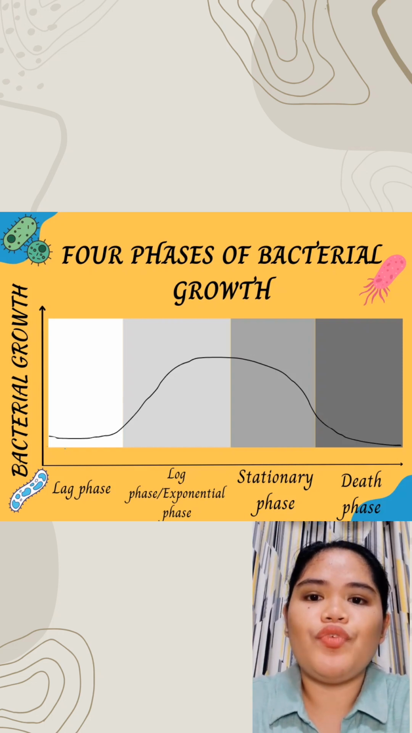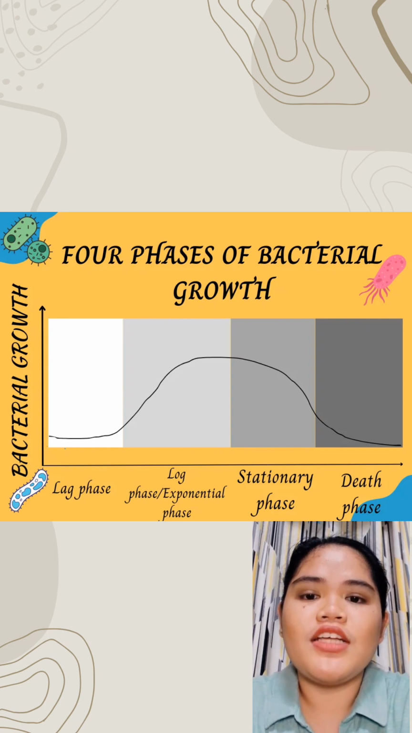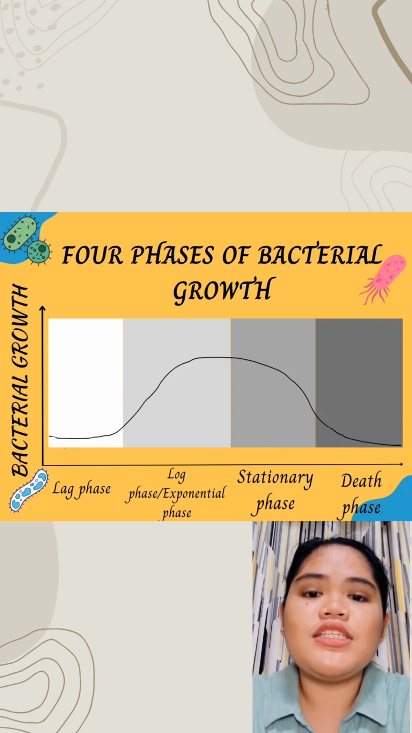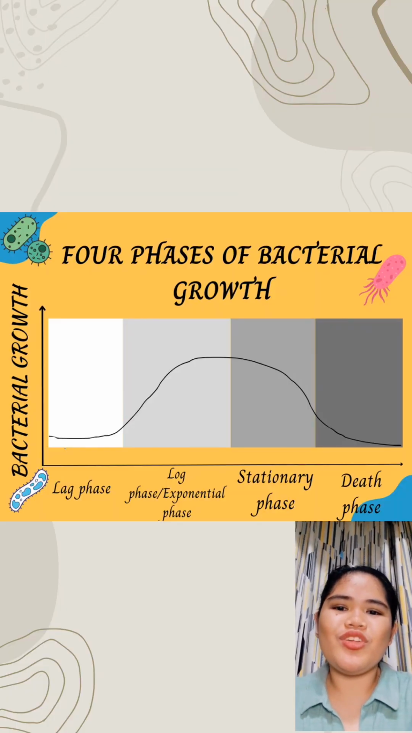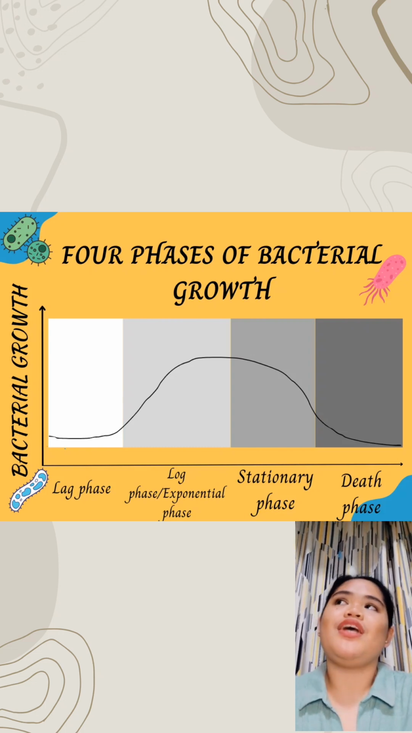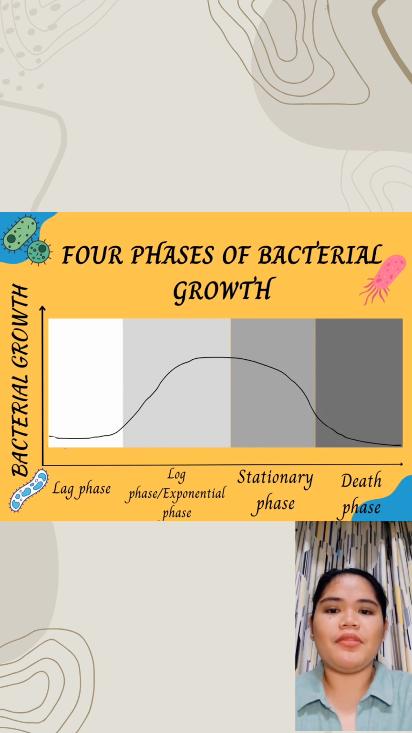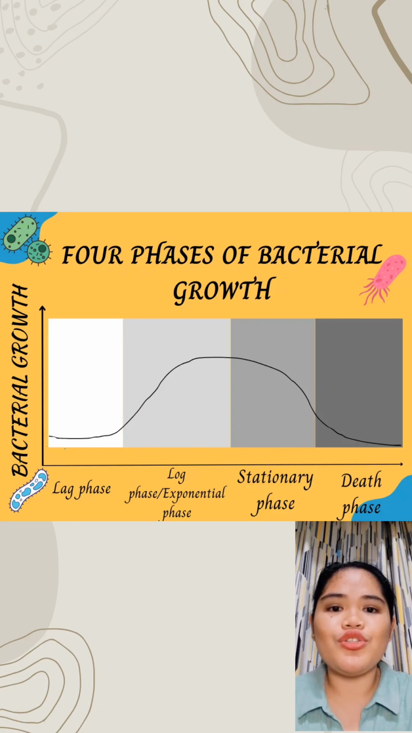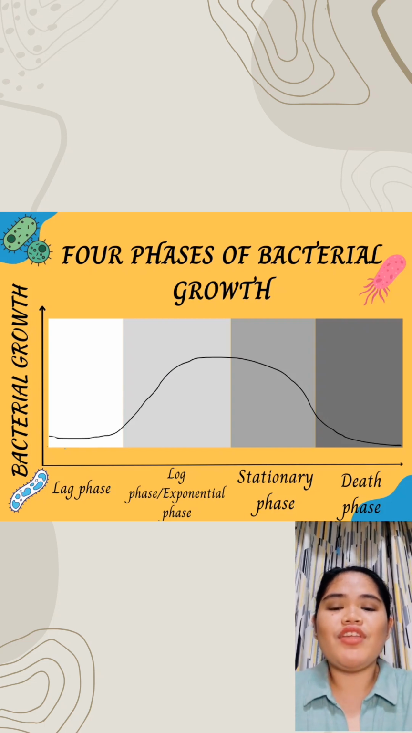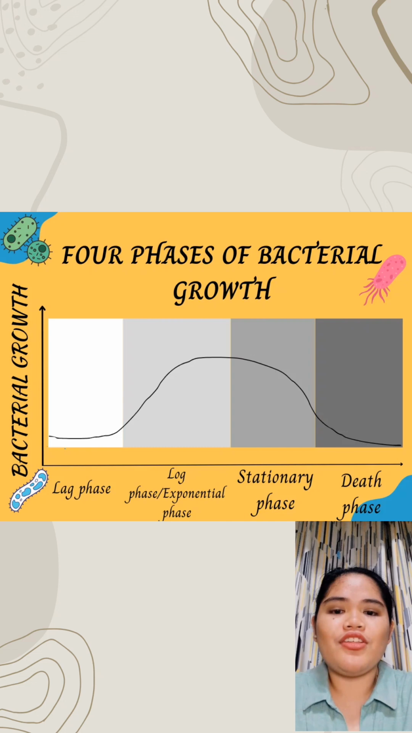Because there is no food or nutrients to be absorbed by the bacteria, it now leads us to the dead phase, which is the last phase of bacterial growth. So now we're down to the last phase of bacterial growth, which is the dead phase. In its own word, dead, meaning the bacteria are starting to die because there are no nutrients to be absorbed in the stationary phase. And they are starting to die, and the number of bacterial cells is declining.